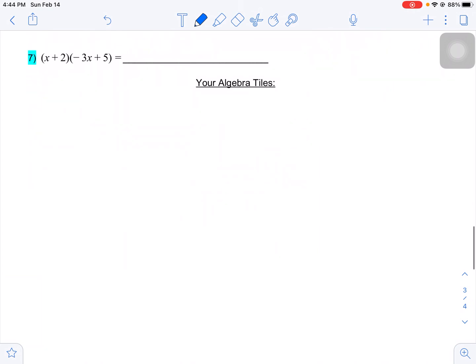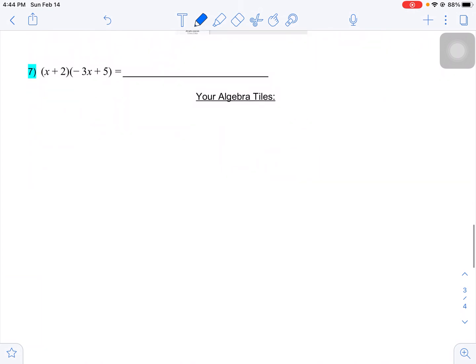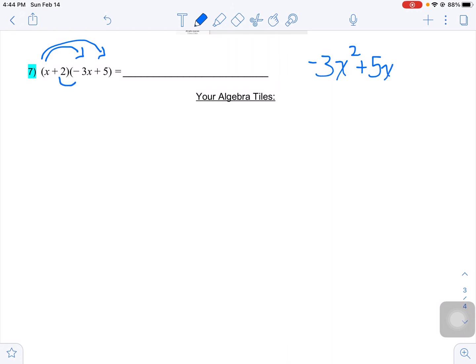And with the last one, we'll do the same thing. We'll multiply first algebraically. So we're going to do x times negative 3x, which will give us negative 3x squared. And then we'll take x times 5, which is a positive 5x. And then 2 times negative 3, which is a negative 6x. And 2 times 5, which is a positive 10.